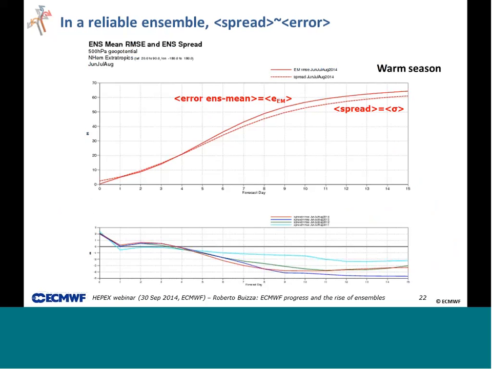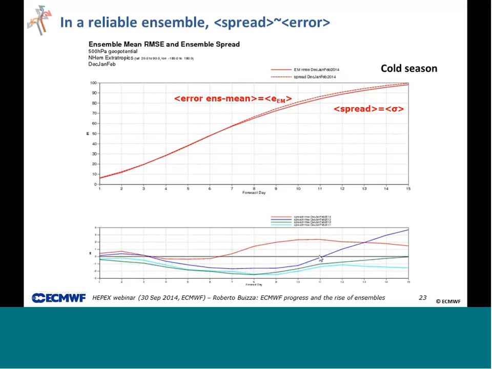How is it in our system? Well, this is the statistics of the time evolution of the error of the ensemble mean in solid and the standard deviation of the ensemble for geopotential height at 500 last summer, June, July, August. Very good match up to day 7 or 8, and then an under dispersion of around 5%, as you can see under here. Here you see also the spread under or over dispersion during the past 4 years.